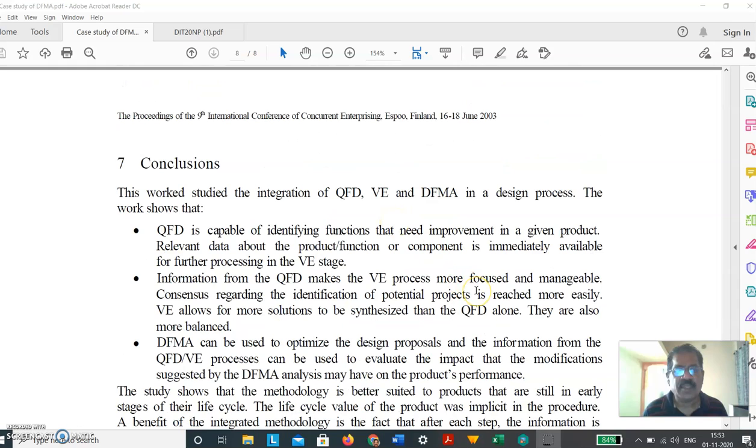On concluding, QFD is capable of identifying functions and needs for improvement in the given product. That is what it tries to find out. The information from QFD makes the value engineering process more focused and manageable. DFMA is used to optimize the design proposals, and the information from the QFD process can be used to evaluate the impact that the modifications or suggestions from the DFMA analysis may have on product performance.